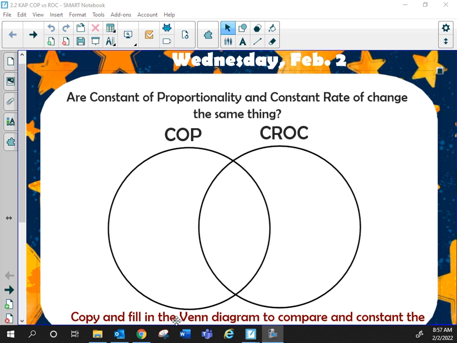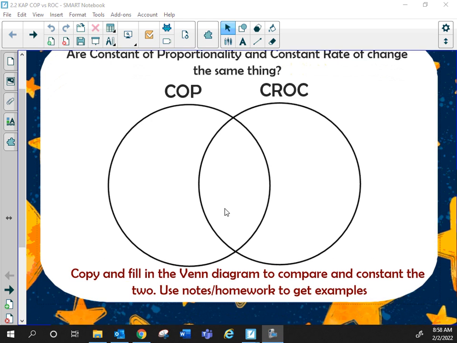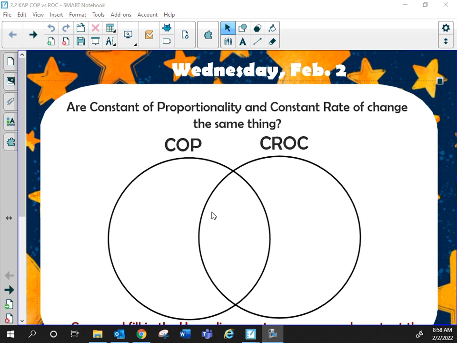We're starting with this warm-up activity, and I'm going to give you all a few minutes just to talk about the difference between, and I didn't say this, KAP stands for constant of proportionality, and CROC is our constant rate of change. Take a few minutes, pause, and reflect. What are differences between the two, and then what are some similarities? After you've gotten as much as you can remember, we'll go over it as a class. Pause and play when you're ready.